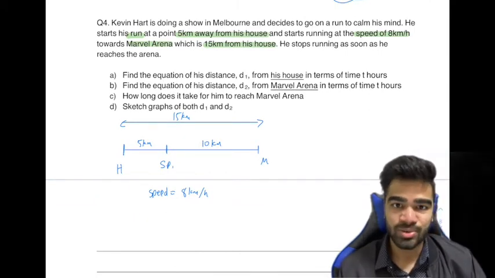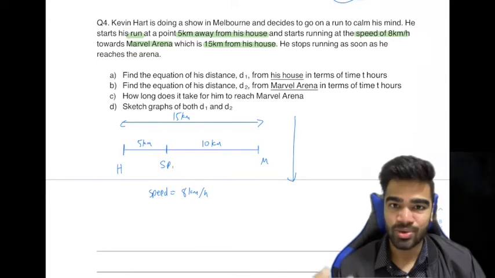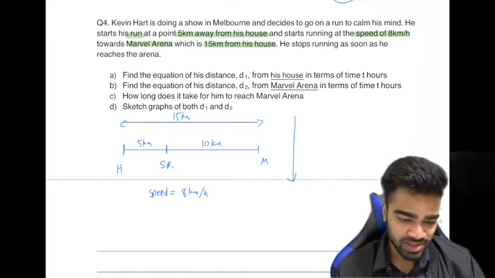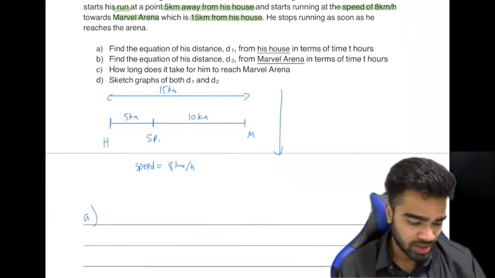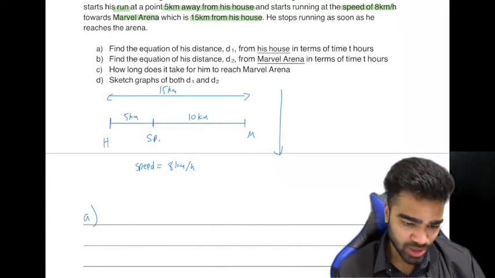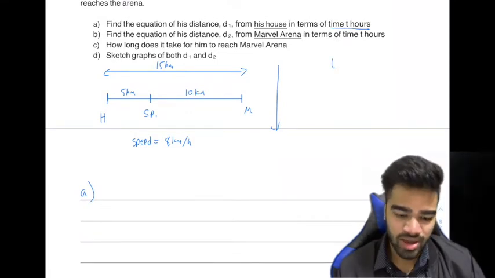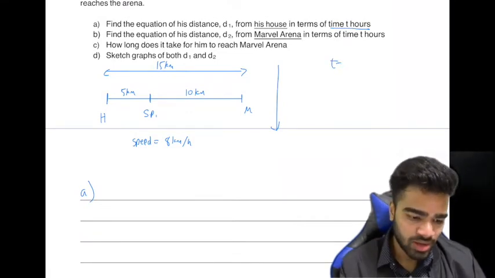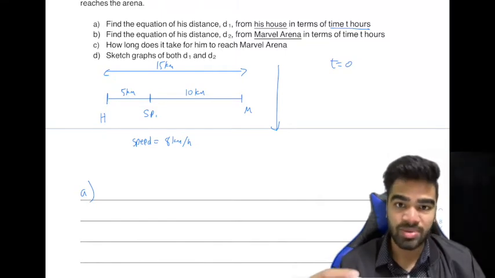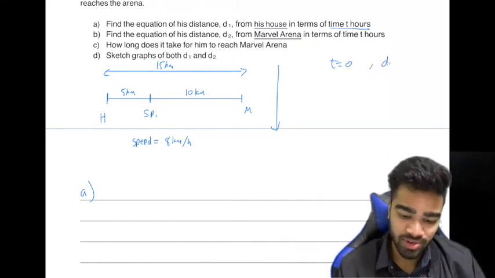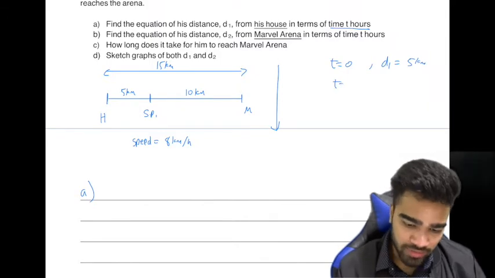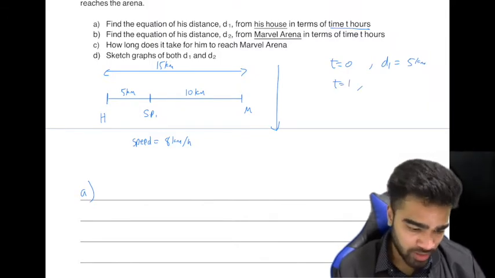All right, I think that's all the information represented. So now we start doing the question, right? I've drawn a diagram using all the information I had. And now we can start doing the questions, part A. So part A is saying, find the equation of his distance from his house in terms of time, t hours. Okay, sure. Let's sub some values in. So if t is equal to 0, that means he's just started. How far away is he from his house? Well, his distance from his house is 5 kilometers. Sure. If t is equal to 1, how far away is he?